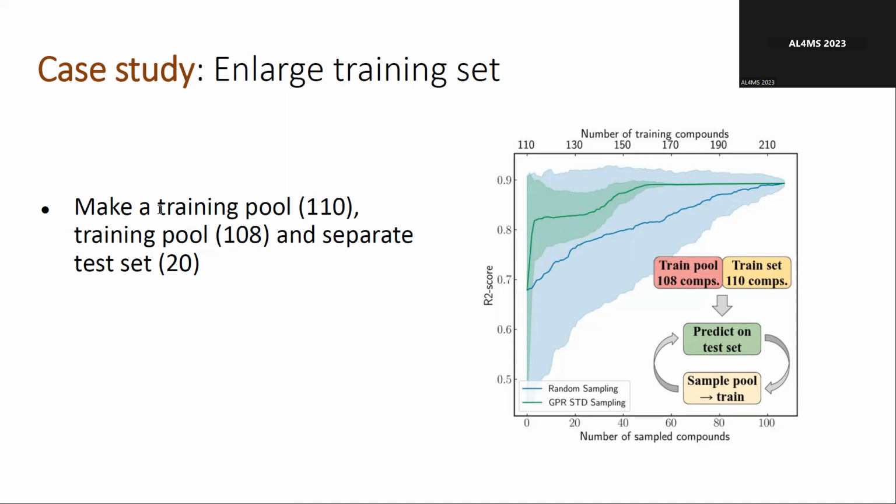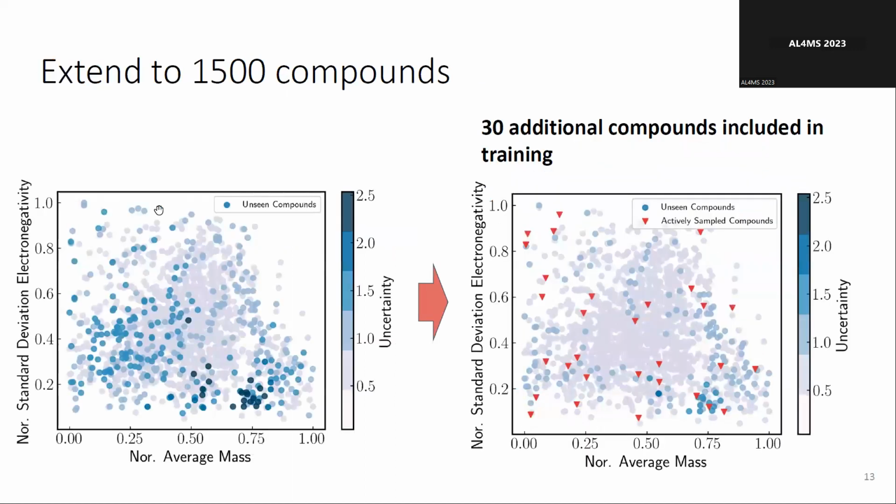So we then extended it to this entire set. We now have a screening set of around 1,500 compounds. And you see all these blue dots there, that's the high GPR uncertainty compounds. And then we add in these 30 actively sampled compounds. And you basically see how the predicted GPR uncertainty goes drastically down. And we can continue this procedure, adding in more of the highest uncertainty compounds.